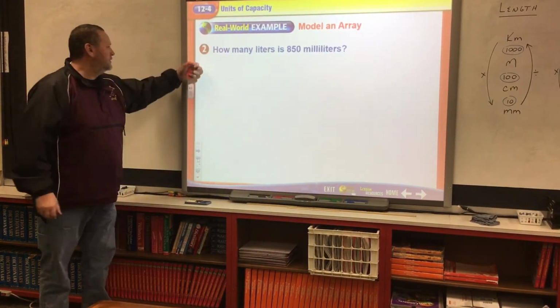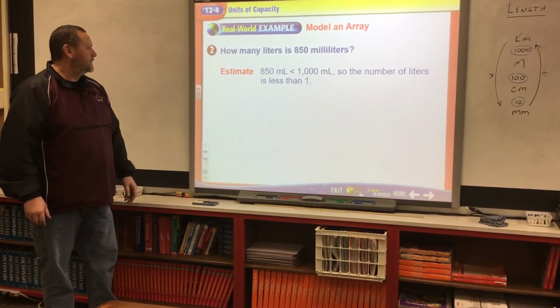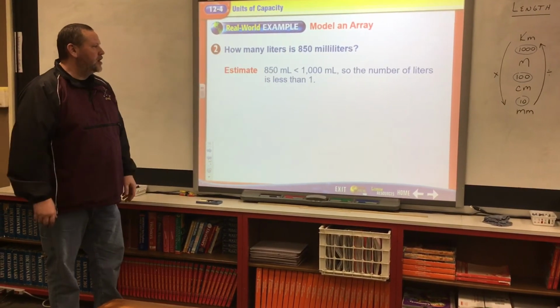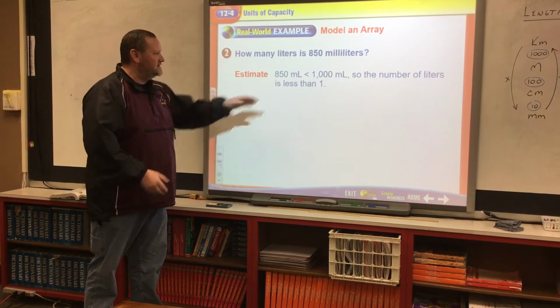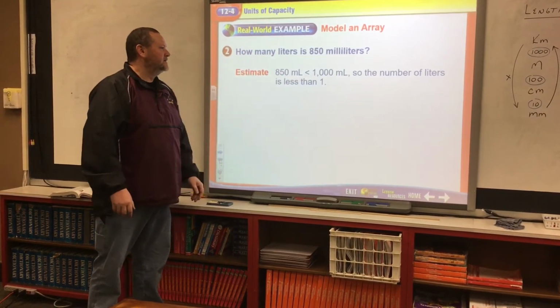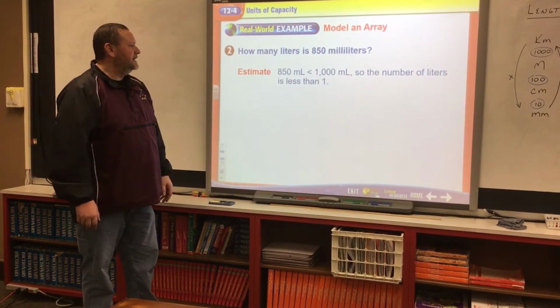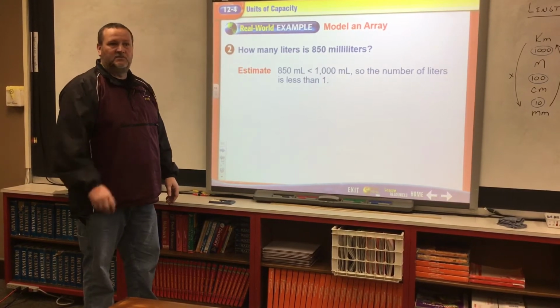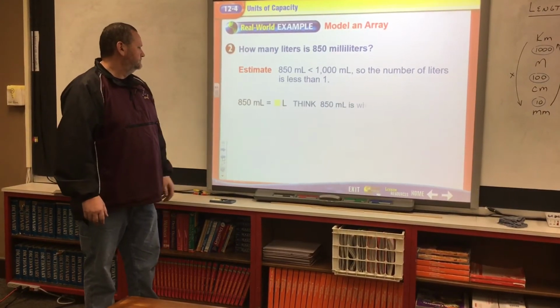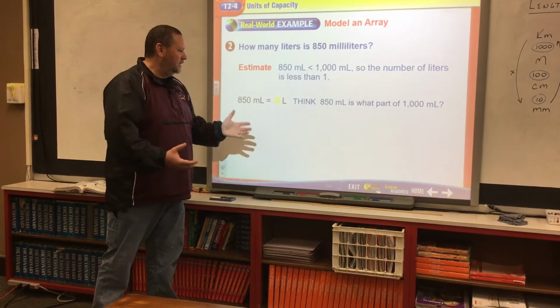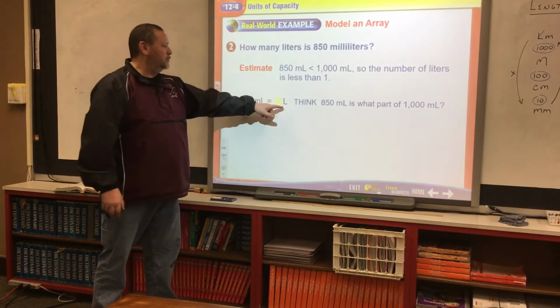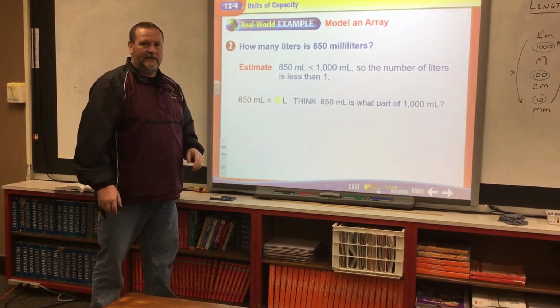We'll see how they show us. They're calling it an estimate. 850 milliliters is obviously less than 1,000 milliliters, so the number of liters is going to be less than 1, and ours was. It has to be less than 1 whole because it would need 1,000 of them to make a full liter.